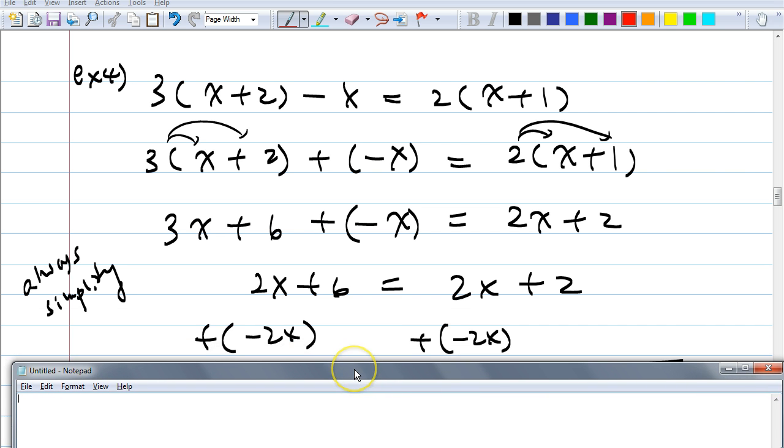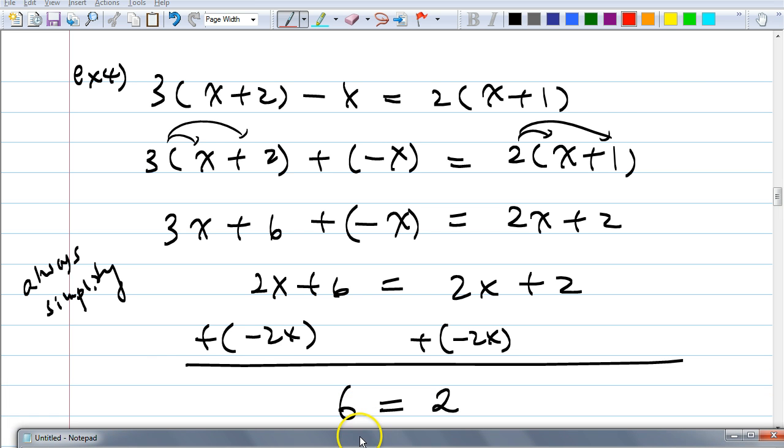When I do, what do I get here? Paige, what do I end up getting? 6 equals 2. I end up with 6 equals 2 at this point. Good. All right, Matthew, what do I do next?